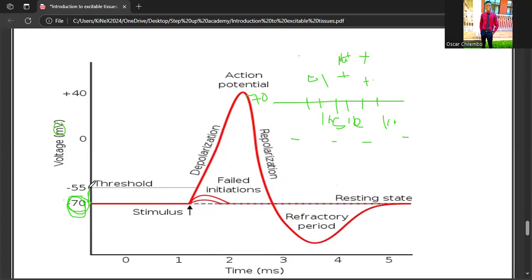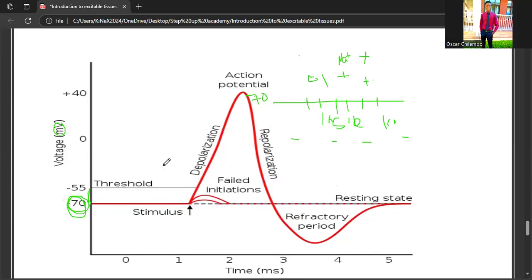What happens at the threshold? Once the membrane potential reaches the threshold, sodium voltage gated channels open, allowing more sodium to enter inside the cell. That's also called sodium influx. Sodium influx will cause an overshoot. The threshold is reached, sodium voltage gated channels open, and sodium rushes inside the cell.